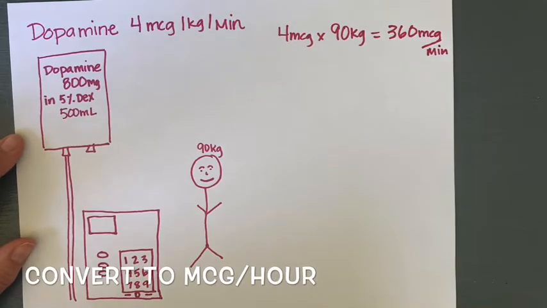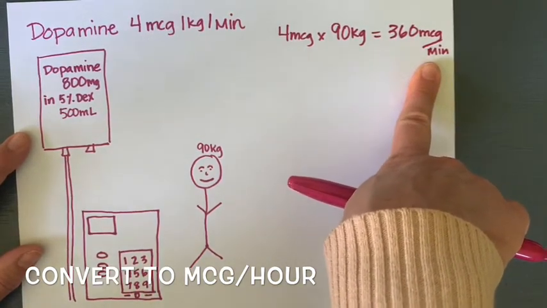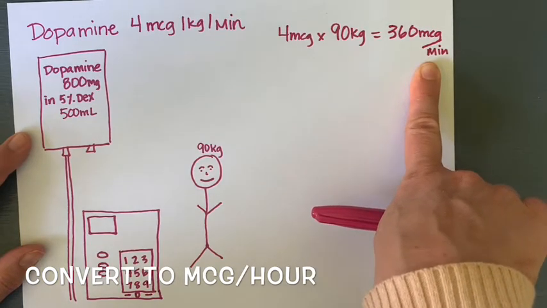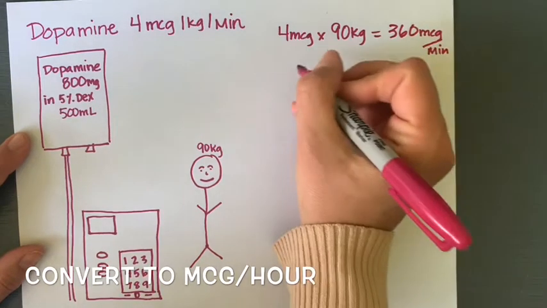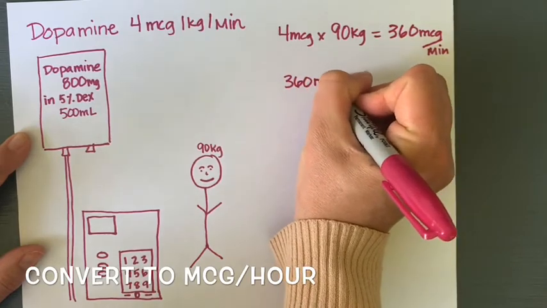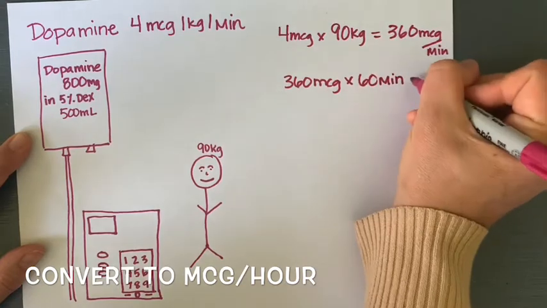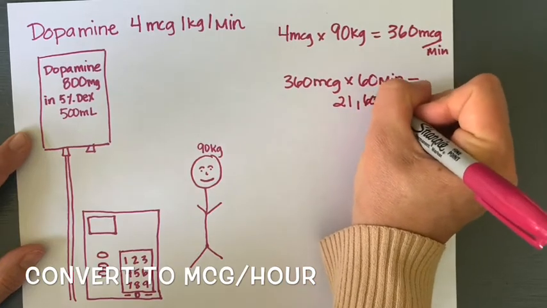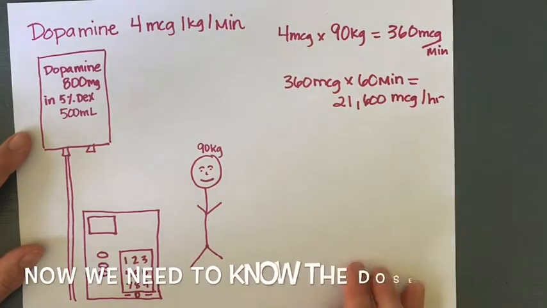Now, we know that our trusty IV pump thinks in hours, so we need to convert 360 micrograms per minute to how many micrograms our patient will need in 1 hour. We use our knowledge base that there are 60 minutes in 1 hour, where we take 360 micrograms times 60 minutes. And that yields us the answer of 21,600 micrograms per hour. Now, we're not done.